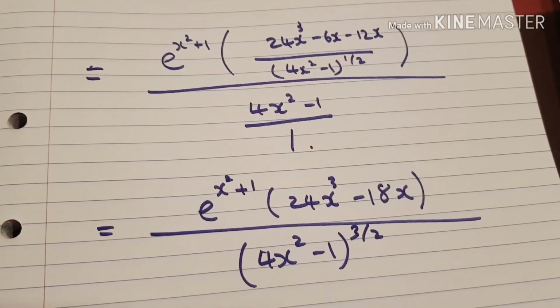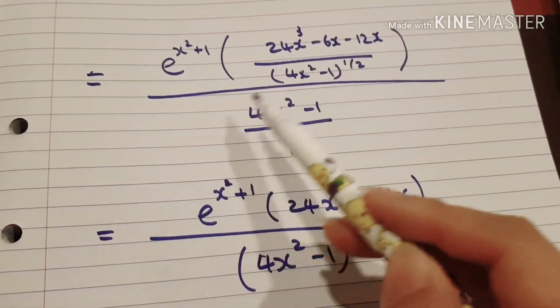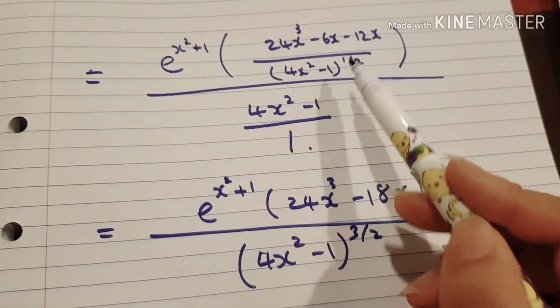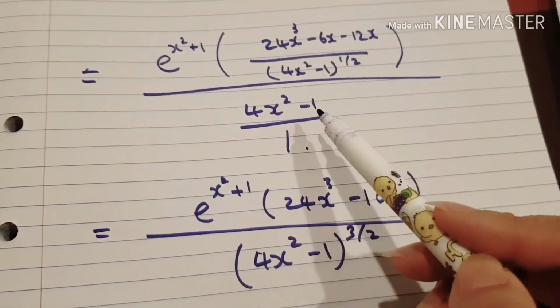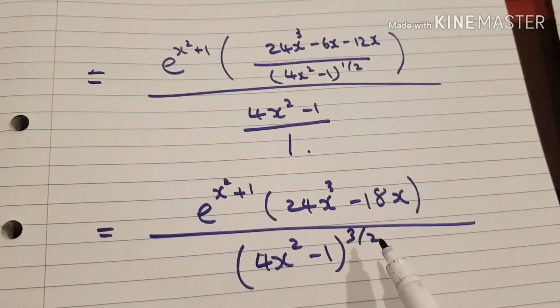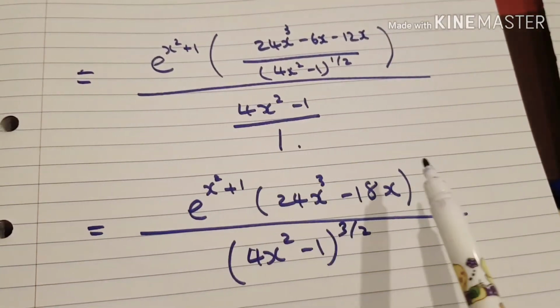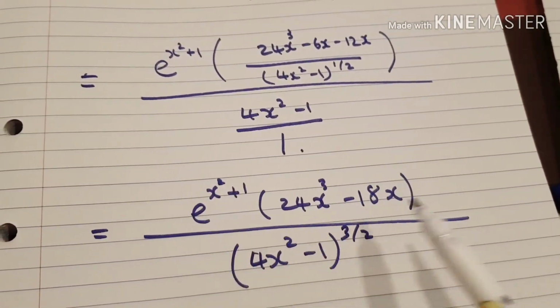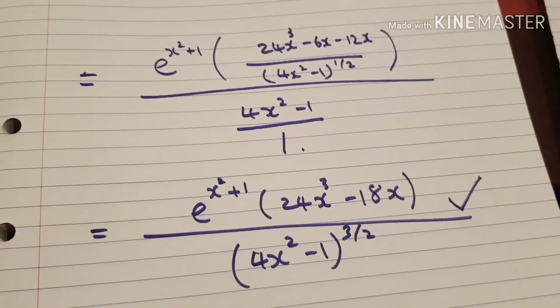Okay, if I want to explain, this times that, when you multiply the same thing with the same base, you add the power, right? So 1 plus a half will be 3 over 2. And top, 1 times 1, I just simplify what's inside the bracket. And there you go. That's going to be your final answer.